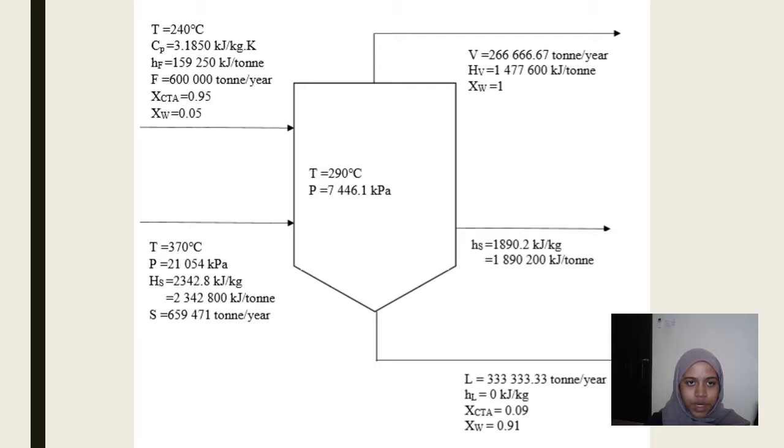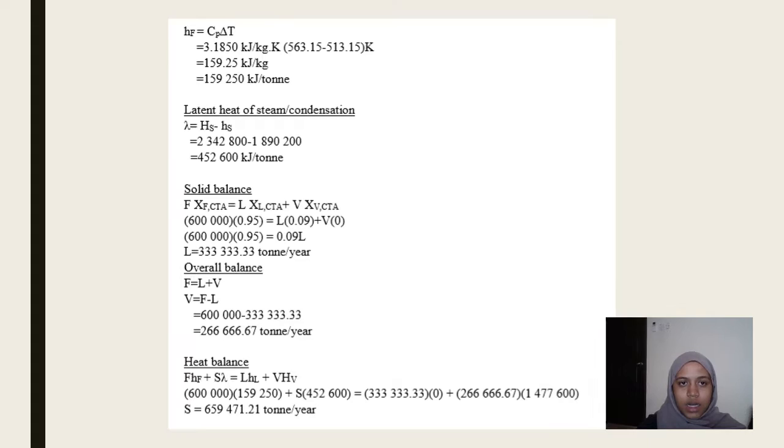So the CP we are getting at the feed is from the temperature of 240 degrees Celsius, and then the feed is assumed at 600,000 ton per year. The HS, the HV, the HL we are getting are from the steam table at respective temperature. So next we are going to see the calculation.